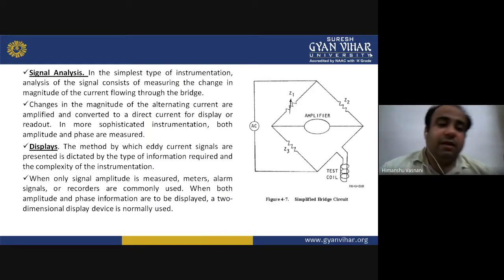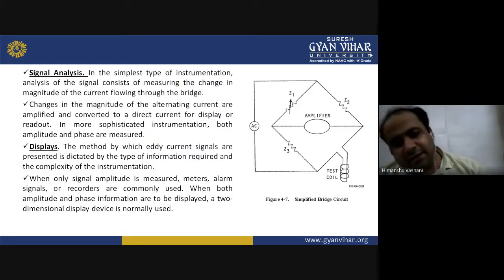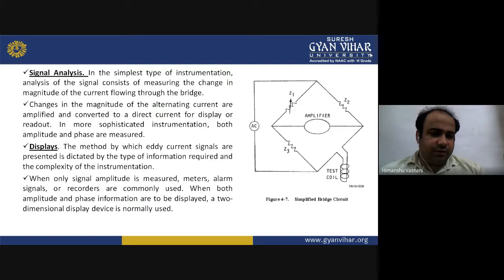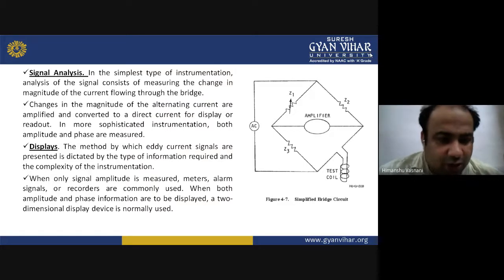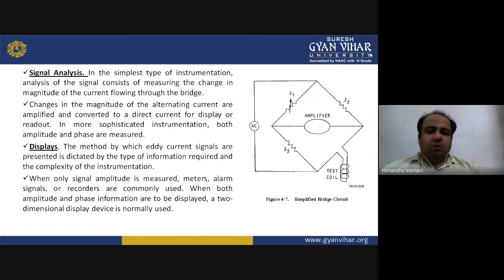Now the display: the method by which eddy current signals are presented is dictated by the type of information required and the complexity of the instrumentation. Both are important. When only signal amplitude is measured, meters, alarm signals or recorders are commonly used. When both amplitude and phase information are to be displayed, a two-dimensional display is commonly used.